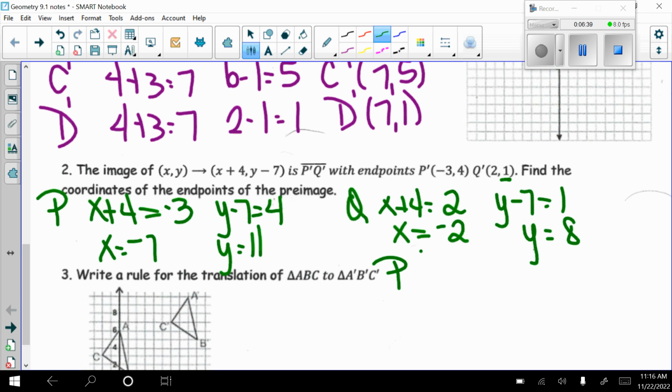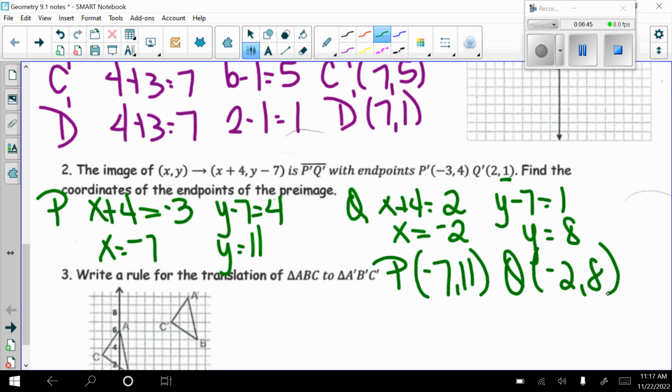So my original point P was at (-7, 11), and Q was at (-2, 8). And then after the transformation of x plus 4 and y minus 7, they ended up at (-3, 4) and (2, 1).